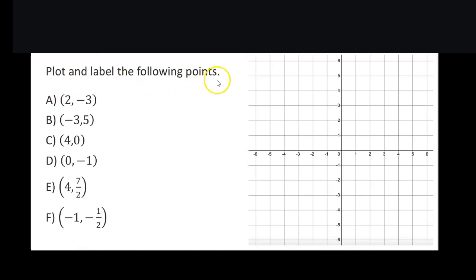Plot and label the following points. Point A is the coordinate point 2, -3. So this is basically a set of instructions to follow from the origin.